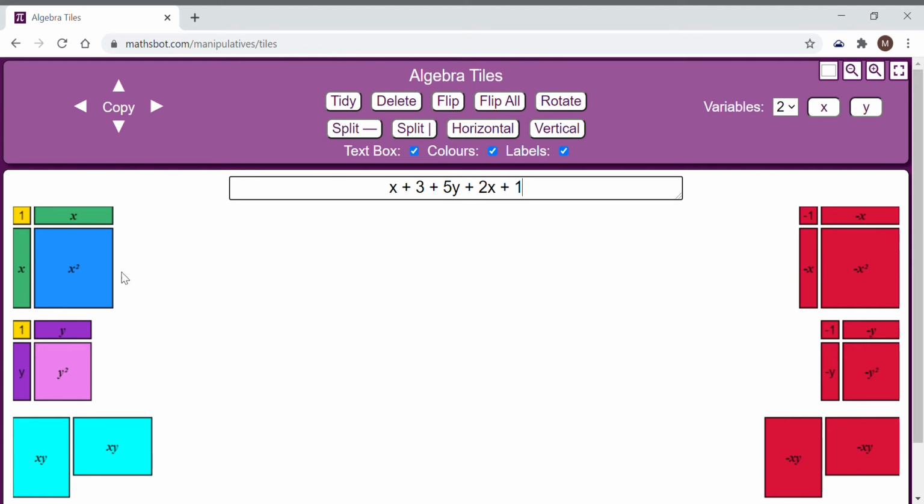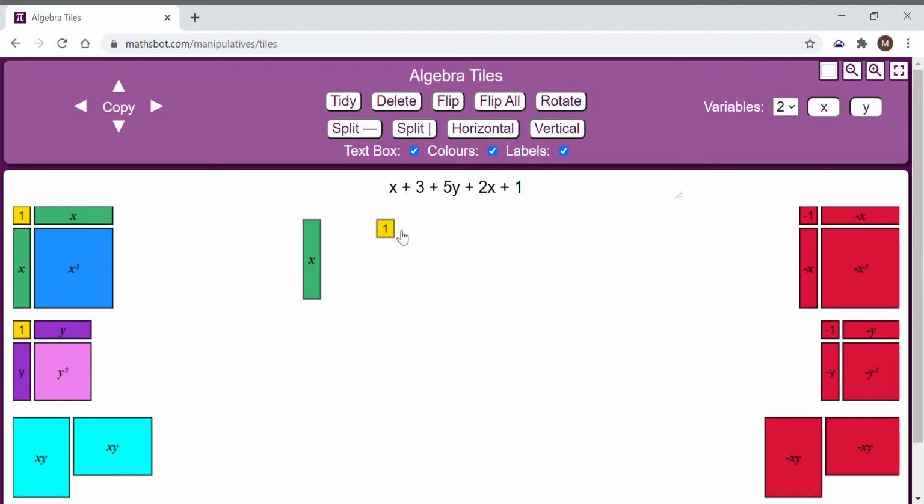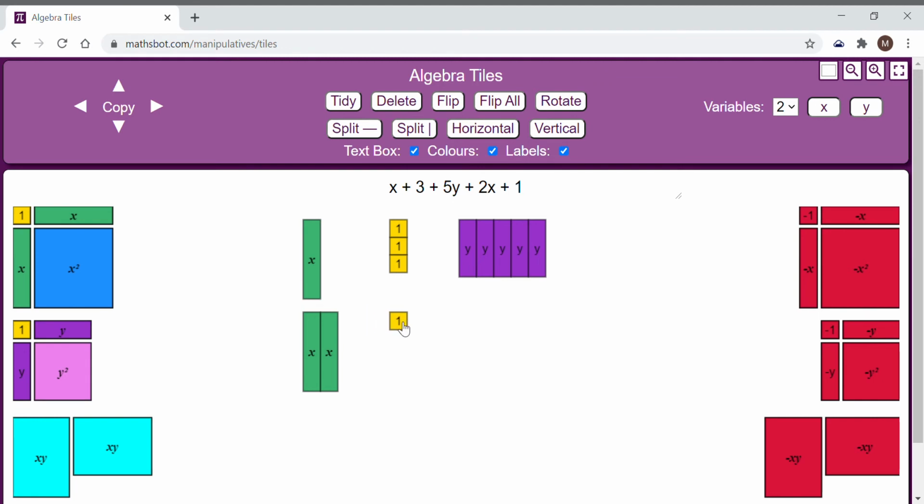So x, let me grab an x piece, plus 3, so 1, 2, 3, plus 5y, 1, 2, 3, 4, 5, plus 2x, plus 1. Okay, so that's the problem right there: x plus 3 plus 5y plus 2x plus 1.